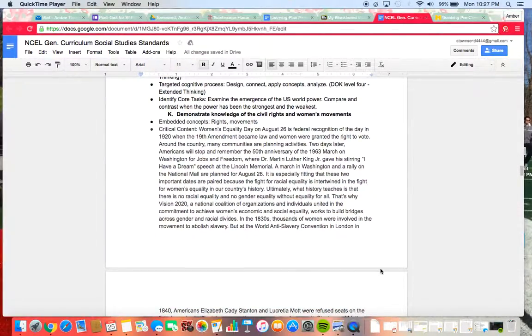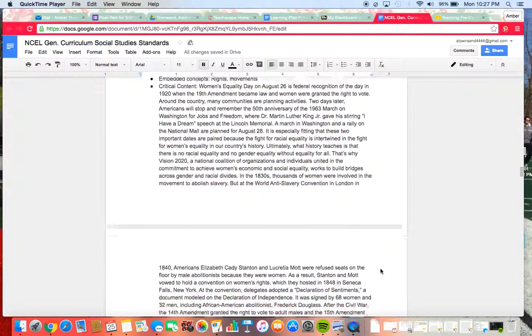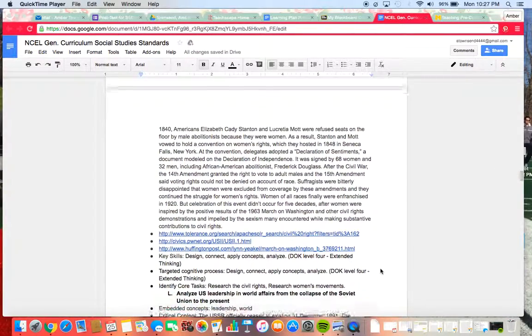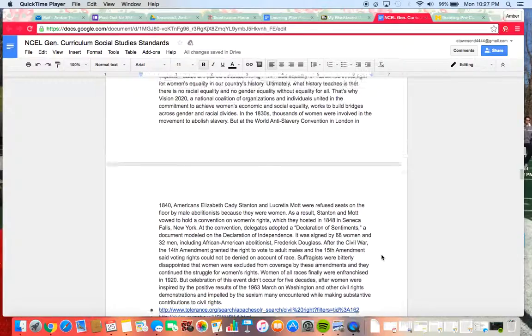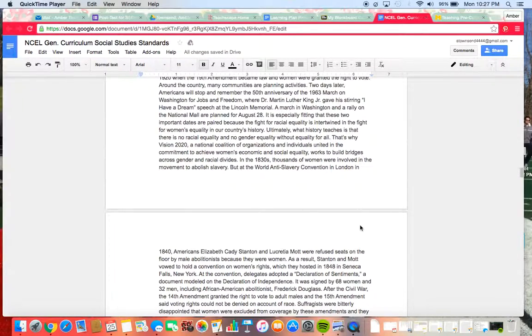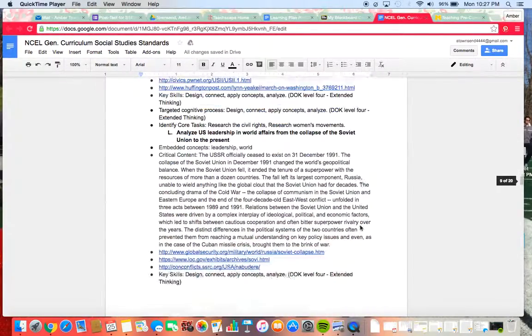The next one says, demonstrate knowledge of the civil rights and women's movements. I feel like this one has a lot in it, but the task that I pulled from that was the obvious: research the civil rights and research women's movements. And up here I've included civil rights and women's movements, so you can read through those.